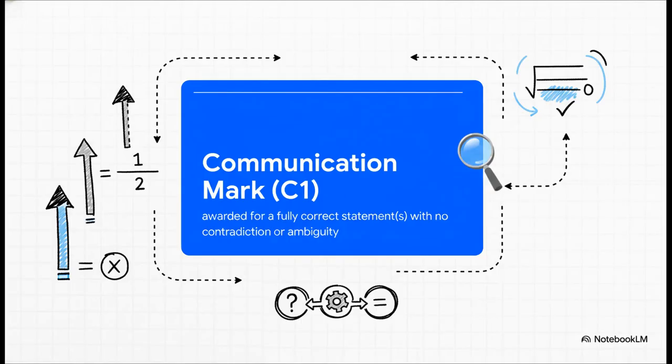And this is super important. That final C1, or communication mark, isn't for the answer itself. It's for showing the whole journey, a fully correct statement with no mistakes. You've clearly communicated your proof from start to finish.